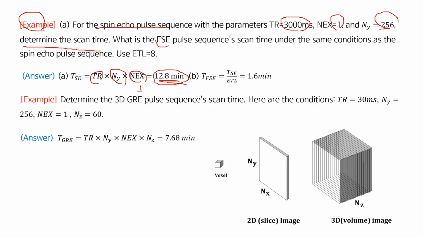Okay. What is the FSE pulse sequence's scan time under the same condition as the spin echo pulse sequence? Use ETL equal 8. So 1/8 of the time this time, so that's 1.6 minutes.